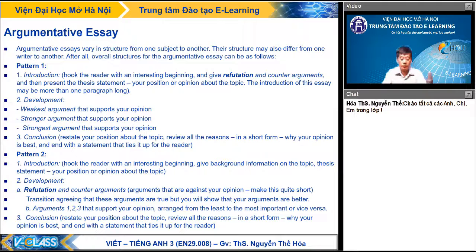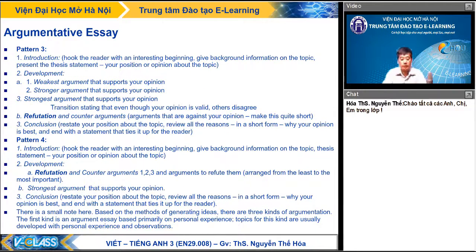For the second pattern, in the introduction, you may give some background information and the thesis statement, and you have to show your position, your attitude. In the development, you may mention the refutation or some counter argument, and then in the next paragraph, you may mention different kinds of argument that you may follow.